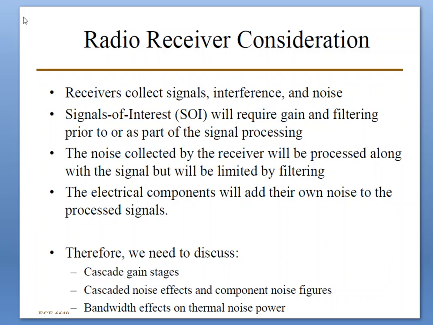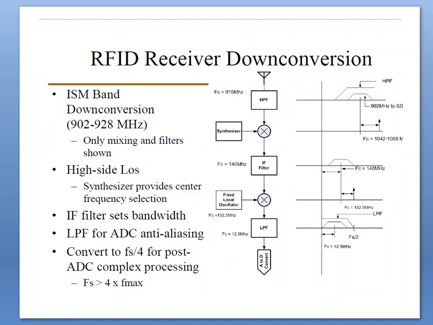Bandwidth effect on the thermal noise power, we will cover in the next coming sessions. And one more: the RFID receiver down conversion. So this is a simple down conversion RFID receiver. Here we are receiving the signal with a high pass filter with a carrier frequency of 915 MHz.